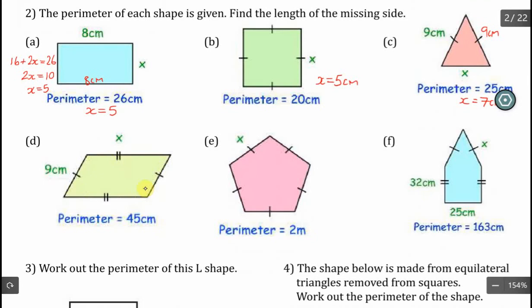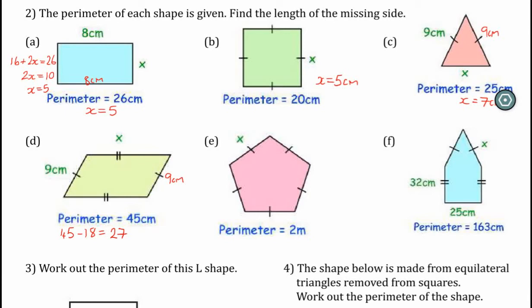Parallelogram on part D, as indicated by the lines, these are both 9, so together they would make 18. These two will be the same as well. So first I'm just going to do 45, take away the 18 that I know, and that would be 27.